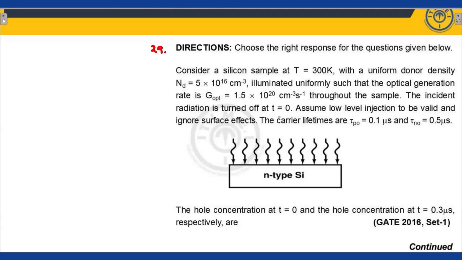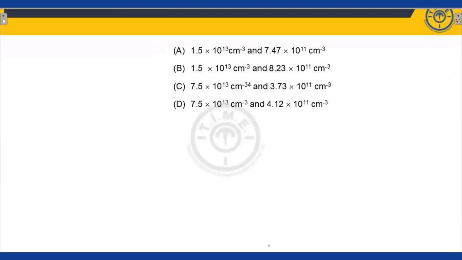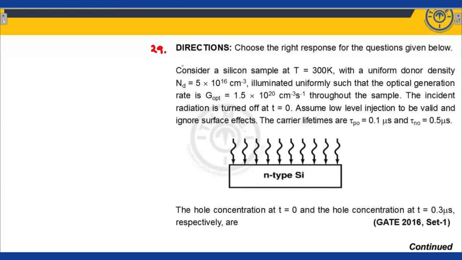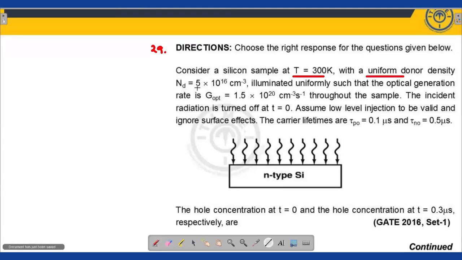Now see here. He has given the question, and we need to check it and get the answer, my dear friends. He has given the 4 options also, which are very important here, and we need to get the different answers. Consider a silicon sample at T equal to 300 Kelvin with a uniform donor density Nd, illuminated uniformly, such that the optical generation G opt is this value throughout the sample.